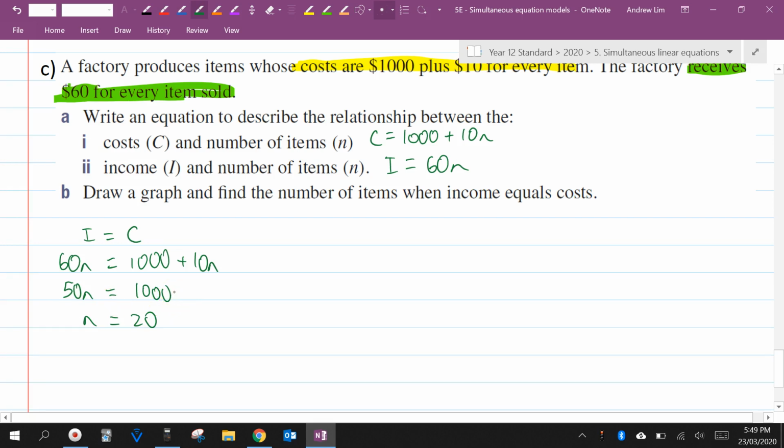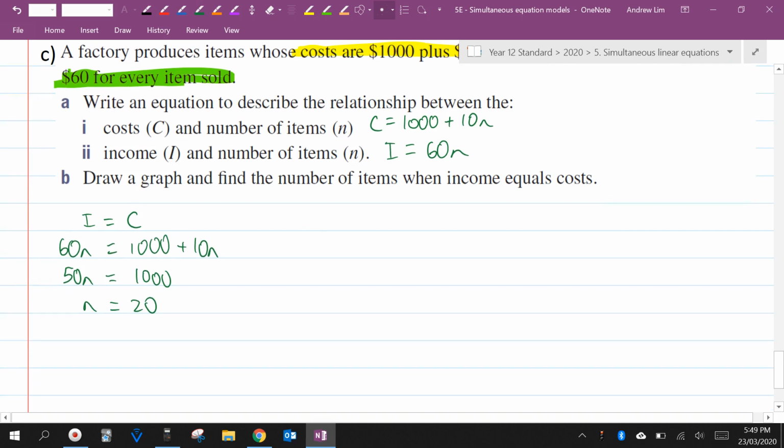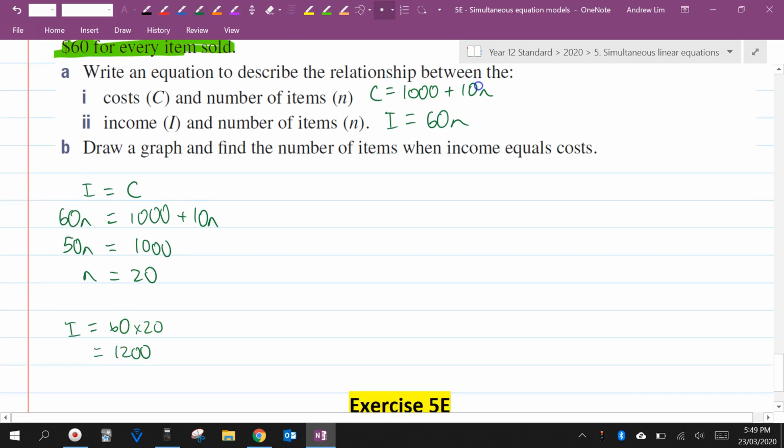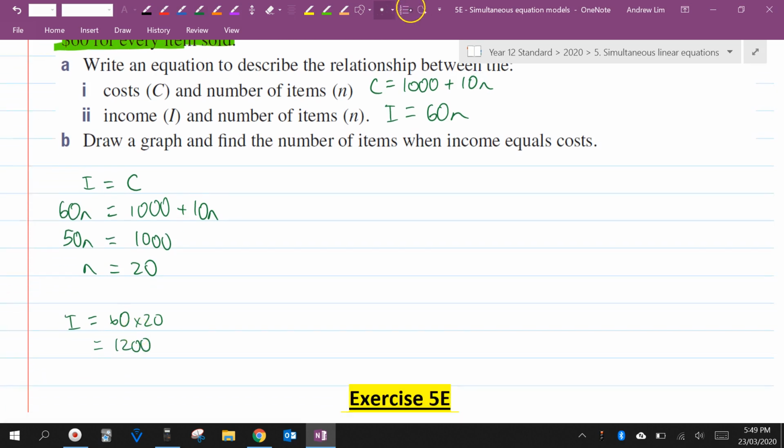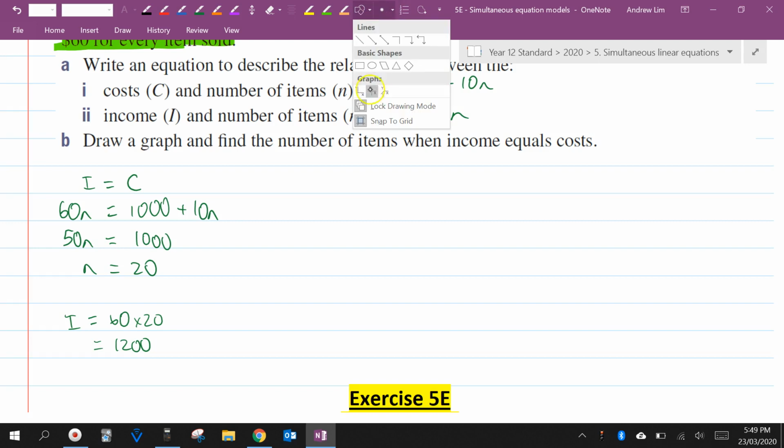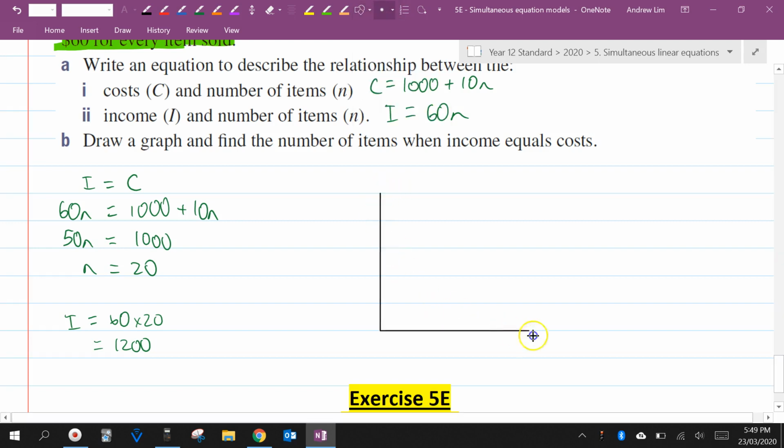Okay, well, if the number of items is 20, how much income will she have earned? Well, because income is 60N, we've got 60 times 20, which is 1,200. So that informs us how high up to go for the y-axis. Alright, so number of items. I'm just going to put dollars here for income and cost. And because here N is 20, I might go up by 5s.